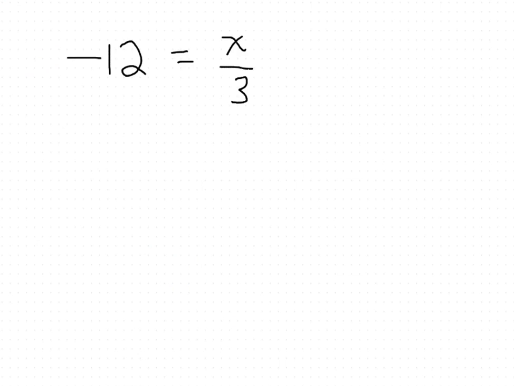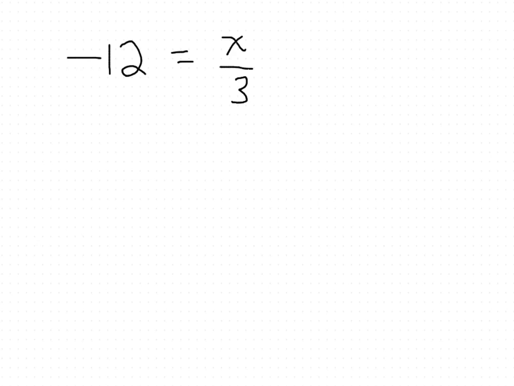Let's try another problem. Negative 12 is equal to x divided by 3. Again, the inverse operation of division is multiplication. Does it matter that the variable is on the right side or that we have negatives? Nope. The variable on the right side, it's still an equation. It's equal no matter what. And the negative, you just follow our integer rules.